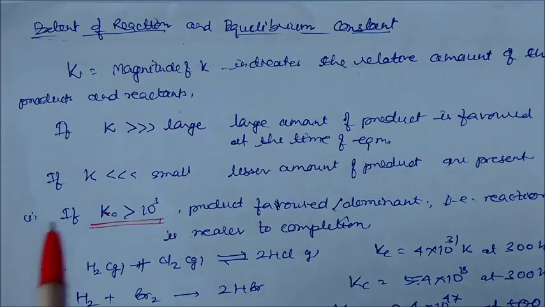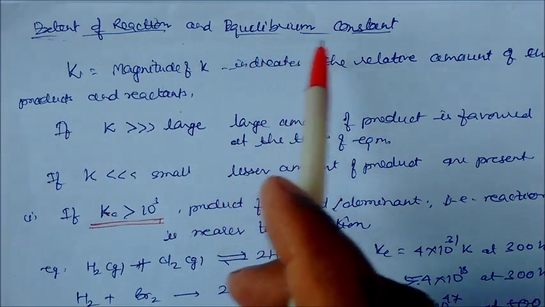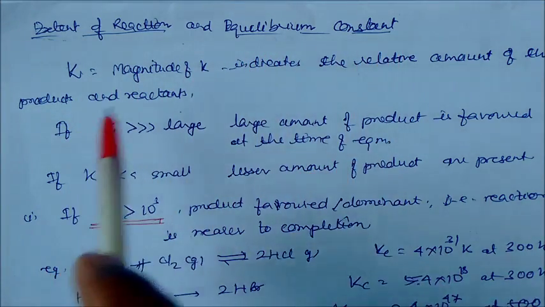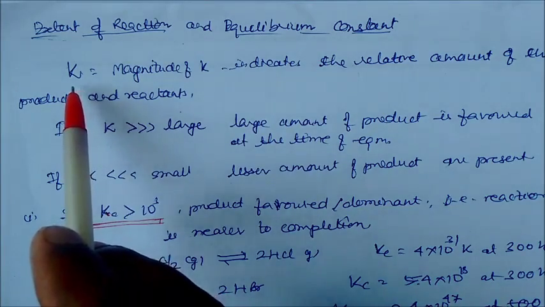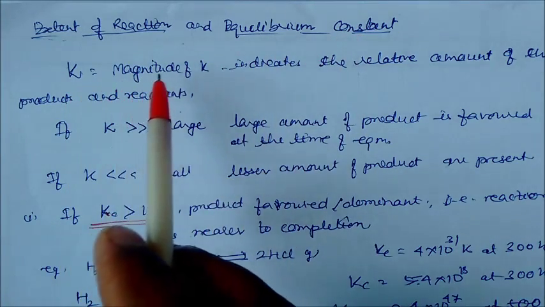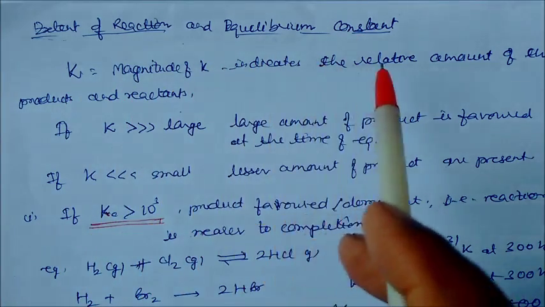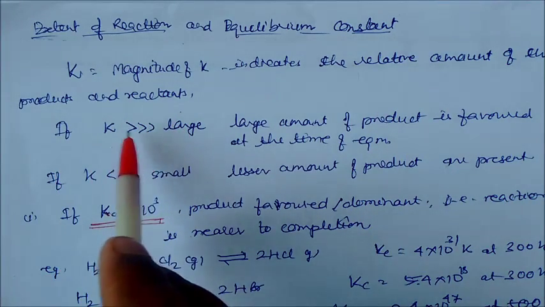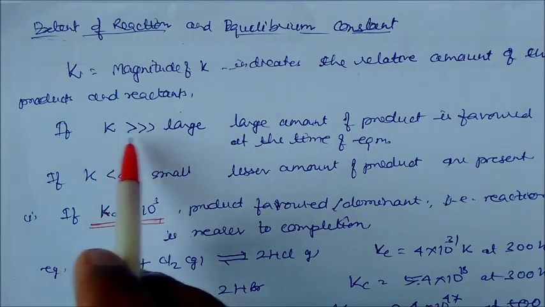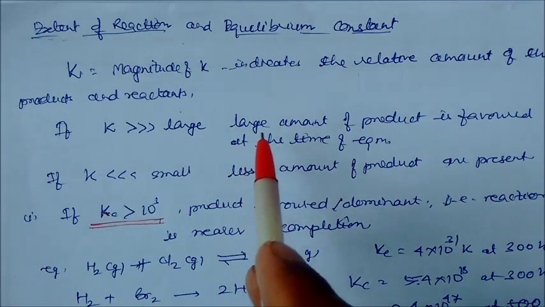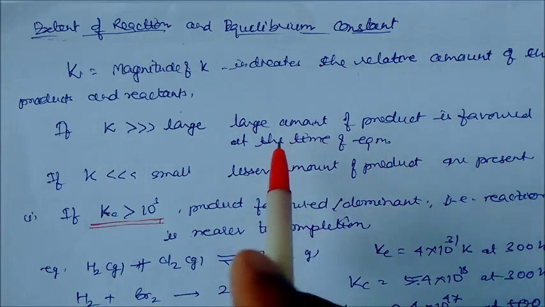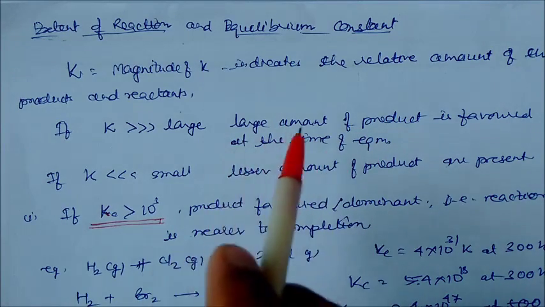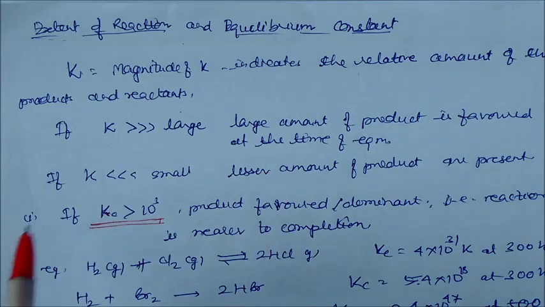In this session we will see the extent of reaction and equilibrium constant. K is nothing but the equilibrium constant. The magnitude of K indicates the relative amount of product and reactant. If the value of K is very large, what is the meaning? A large amount of product is favored at equilibrium, so the reaction will go to completion. It will convert into product fully.